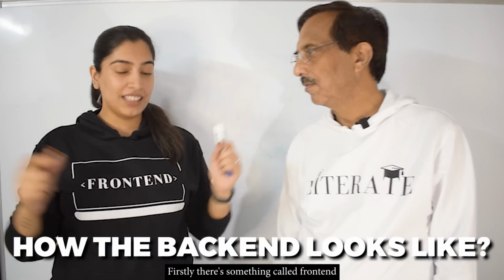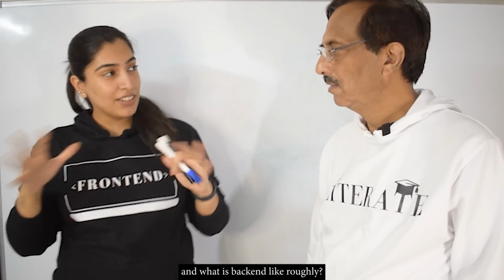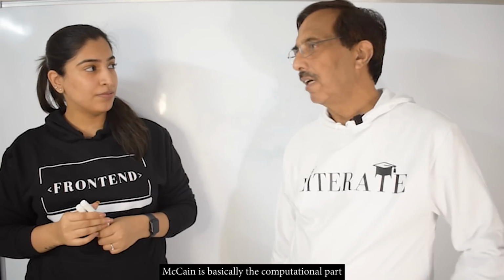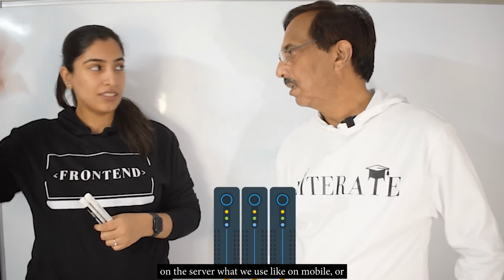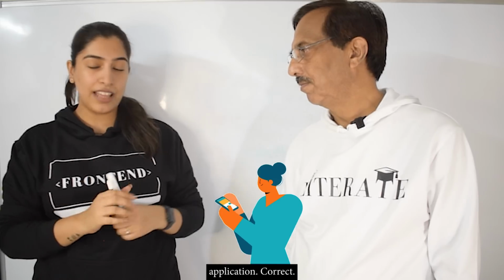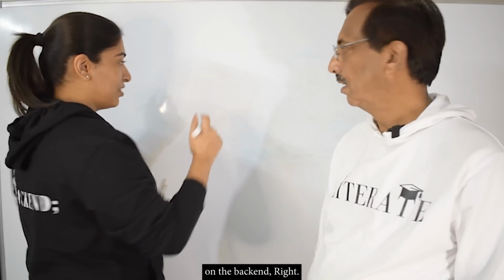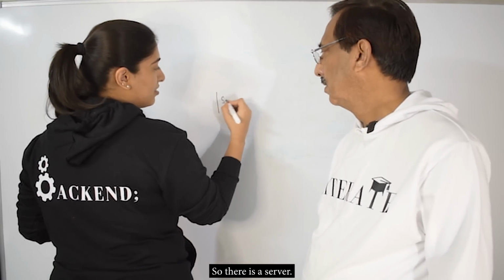Great. Firstly, there's something called front end and there's something called backend. Can you tell me what is front end, what is backend, roughly? Backend is basically the computation part on the server. Front end is what we use on mobile or application. Correct. So I know that there's something called a server on the back end, right? So there is a server.